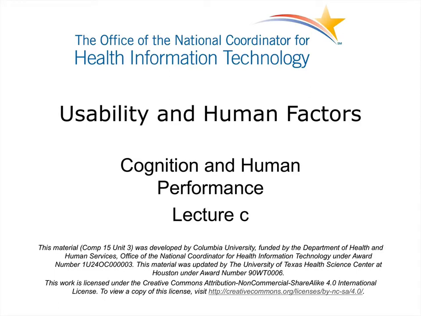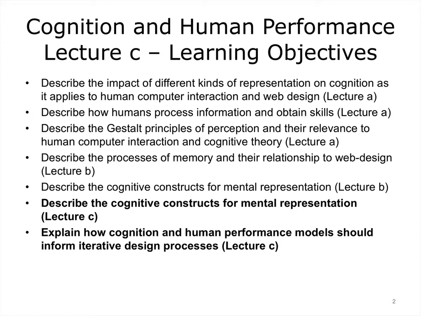This is Lecture C. In this lecture, we continue to consider cognitive constructs that allow us to understand how knowledge is partitioned. In particular, we consider mental models. The lecture also introduces the concept of distributed cognition, an approach that is increasingly important in human-computer interaction and human factors work. After completing this lecture, you should be able to describe the cognitive constructs for mental representation, namely mental models. Explain how cognition and human performance models should inform iterative design processes.